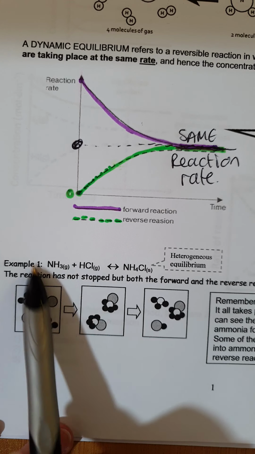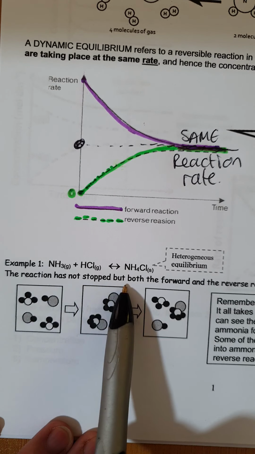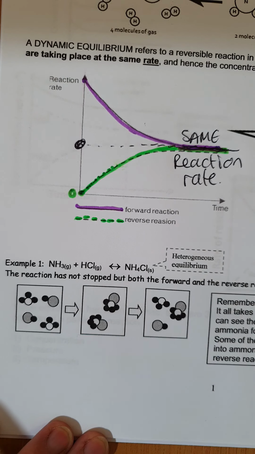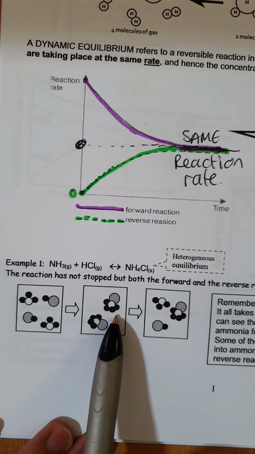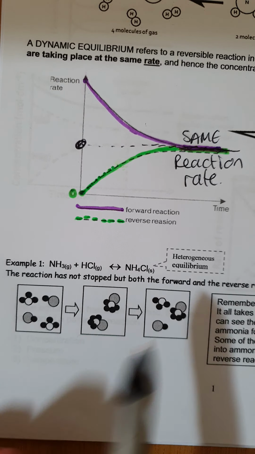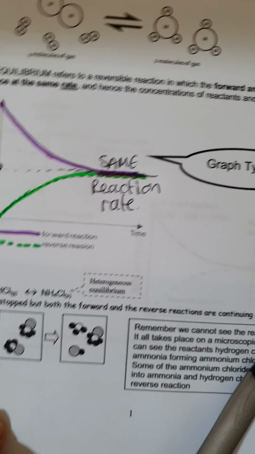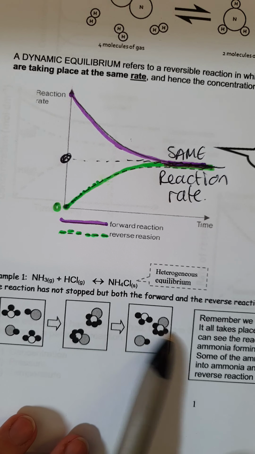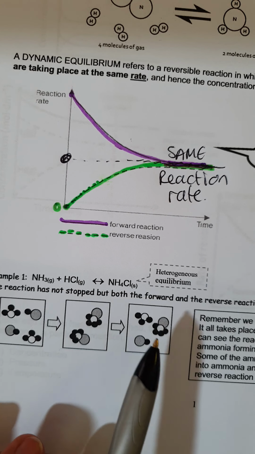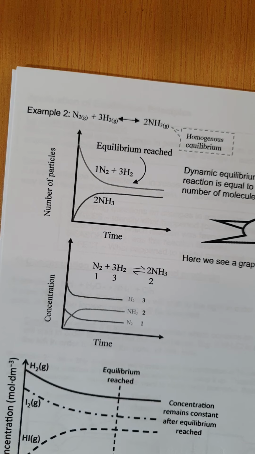Okay, so here we have another reaction. This is ammonia with hydrogen chloride making ammonium chloride. So the reaction has stopped, but both the forward and the reverse reactions are continuing at the same rate. So here we have the 2 reactants, there we have the products, and now we've got a container that contains products and reactants. Remember, you can't see the reactions happening. It's an atomic level. We can't actually see the reactions happening, but we know that there's a little bit of both reactants and products in here. Okay, so that is what it looks like to have equilibrium.